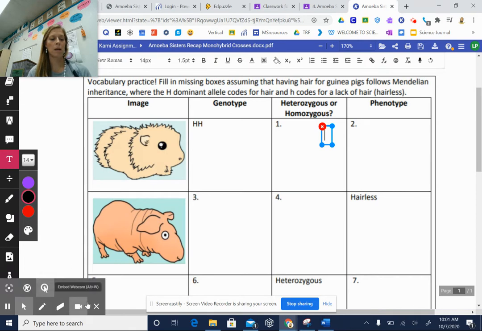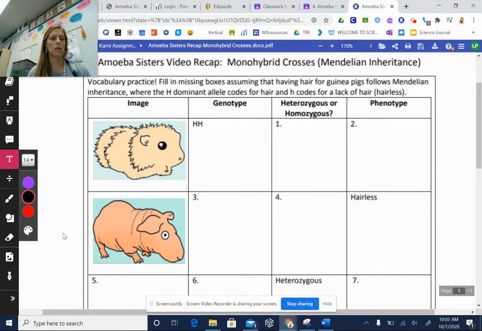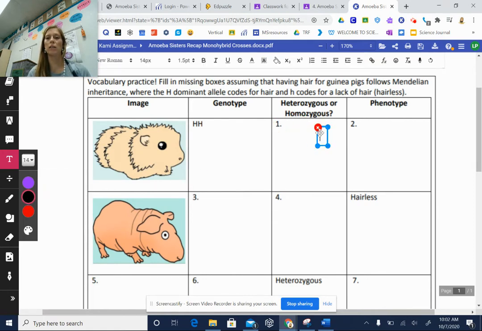Okay. It is not letting me do this. Let's try this again. There we go. Okay, so I'm going to draw in a text box. So they're asking this first one.